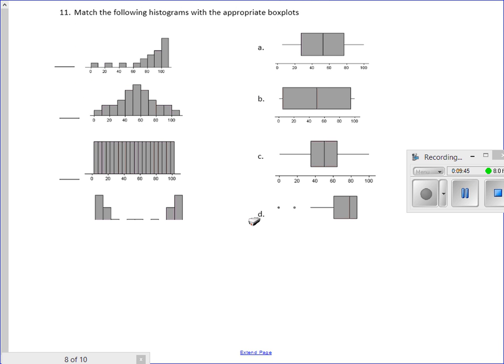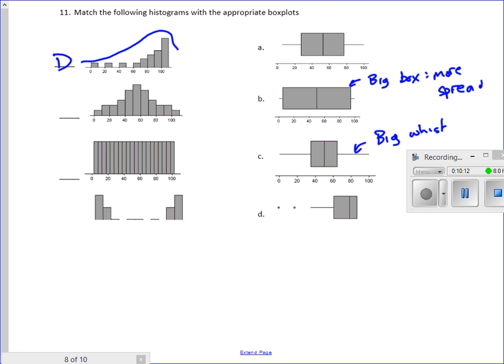And then matching the histograms with the appropriate. Here we get this left skew, looks like there's some outliers. That's a pretty easy match to D. Now it's just reminding ourselves, the big box doesn't mean more data. That means it's more spread, right? It tells us the data is more spread out. Same thing, big whisker doesn't mean there's more data out there. It just means that there's more spread. So make sure that we're paying attention to that.